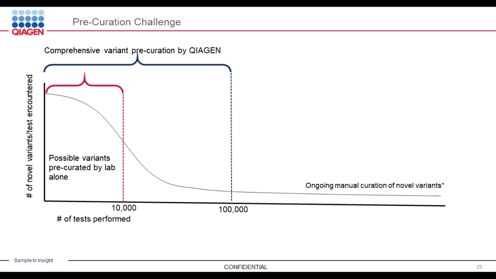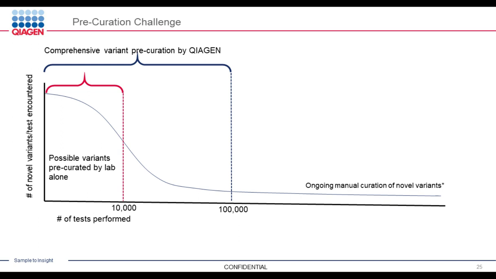So I want to talk about the pre-curation challenge. So before launching a lab, you typically want to know beforehand all the variants that you're likely to encounter through this testing. Now, if a lab were to do this on their own, they would access publicly available sources and identify all the variants to the genes that were in that panel. And if they read all those papers and get all that information, they could probably pre-curate a lot of those genes. But after a certain period, say after 10,000 tests, they're going to start encountering more variants that was not seen in the public domain.